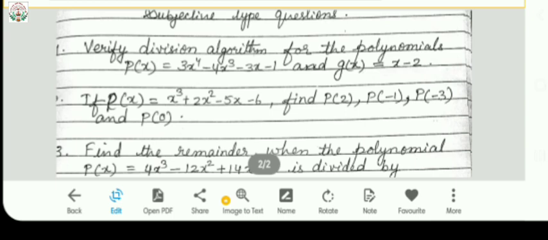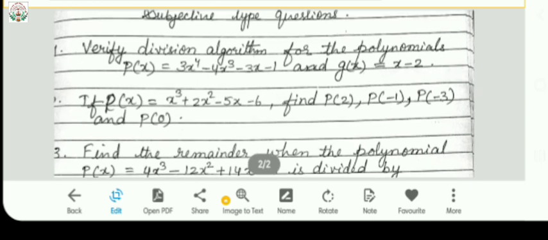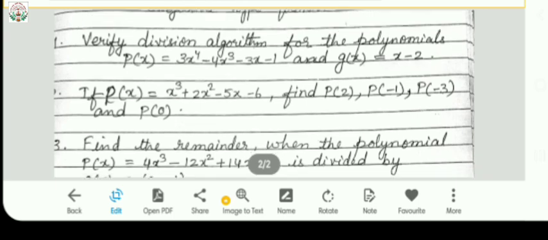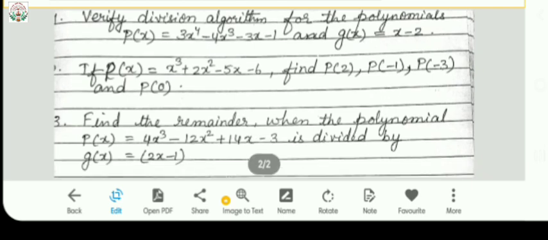So p of 2 will be 2 to the power cube plus 2 into 2 to the power 2 minus 5 into 2 minus 6. On simplification, write down the answer you are getting. Then in the same way, p of minus 1 means the x value will be minus 1. Put the value minus 1 wherever x is there and see what answer you get. Then p of minus 3 means again you put x as minus 3 and see which value you get. Then p of 0 means put the value of x as 0 and see what answer you get. Okay, so simplify the second one also.